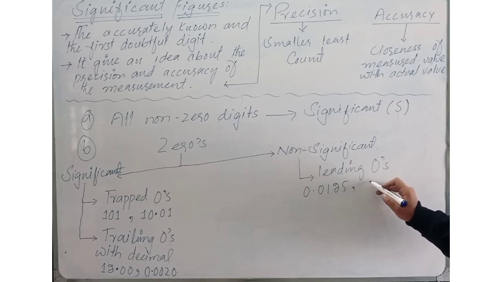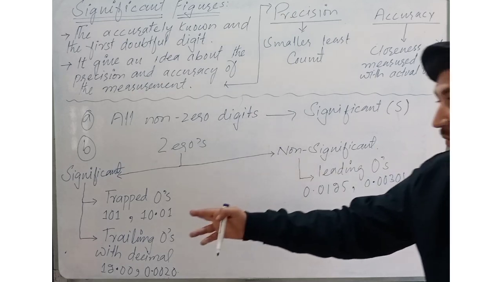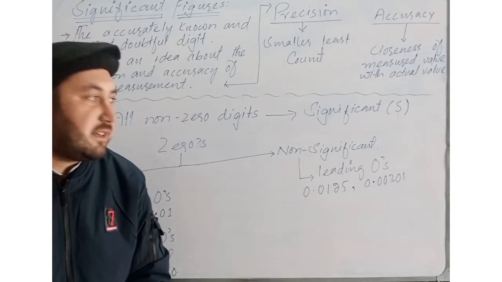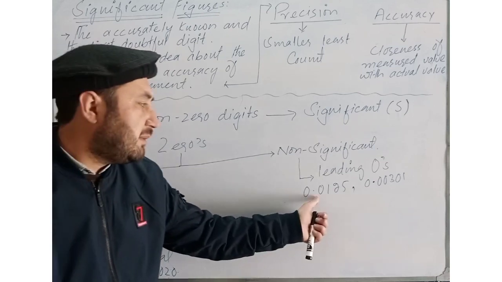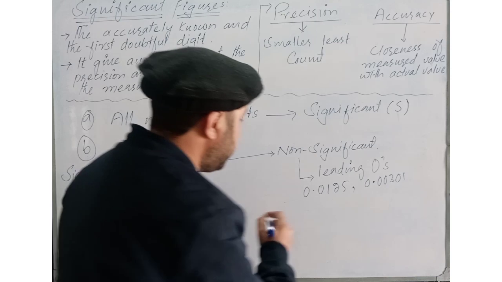You can take many examples. 0.00301. Here these two zeros just after the decimal point are non-significant, and the one trapped between two non-zero digits is significant according to this rule, right? So all the leading zeros will be non-significant regardless of whether you have a decimal point or not, and all zeros which are trailing and have decimal points are significant. Okay. What about trailing zeros without a decimal point? So this is the most important point.